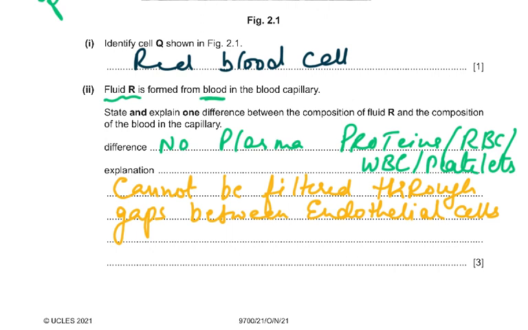Number one, they're large molecules, so they cannot be filtered through the gaps between the endothelial cells. So there are no plasma proteins, no red blood cells, no white blood cells, no platelets. The reason being that they cannot pass through the gaps between the endothelial cells in the wall of the capillary, or you could have said in the endothelial wall. So this is what you have to say for a difference and explanation. But of course, there are many differences and explanations given in the mark scheme, and I'll just discuss one or two more.